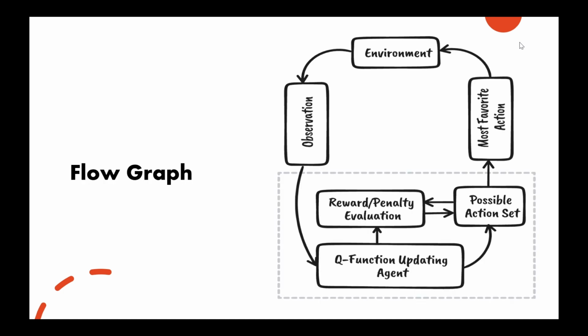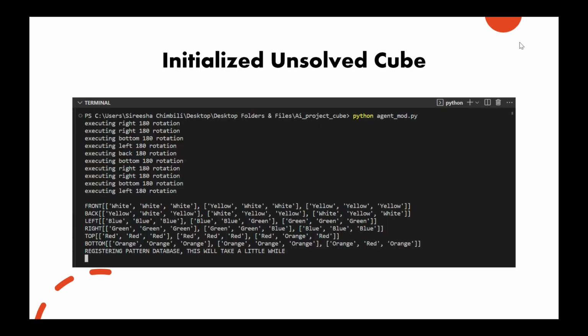Here we can see the flow graph. The state of the cube is given by the observation. Then the agent updates the Q function to calculate the Q values. The reward or penalty is calculated, and then the best possible actions are defined here. The best action is selected, and the same process is continued until we reach the goal state. This is the sample output we can see here.